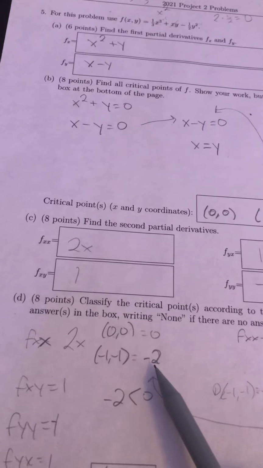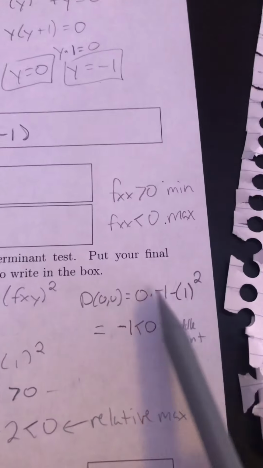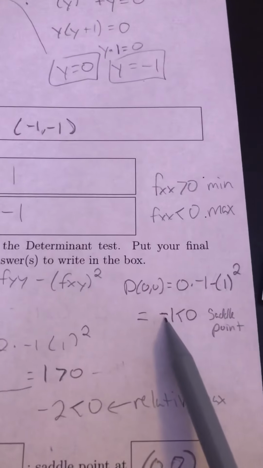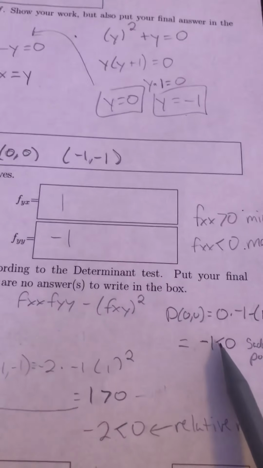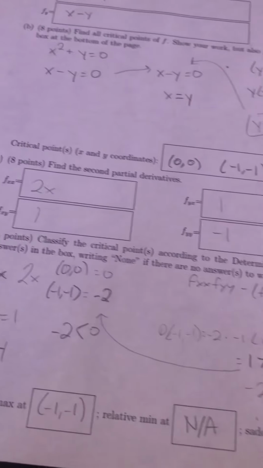and it equals 0, and at (-1, -1) it equals -2. And then I used this formula, plugged them in here, and I got -1, which is less than 0, and I determined that it was a saddle point.